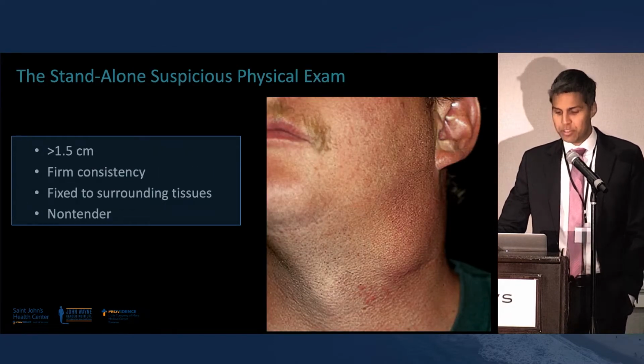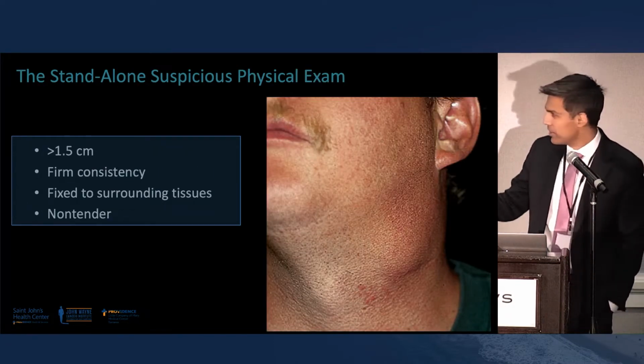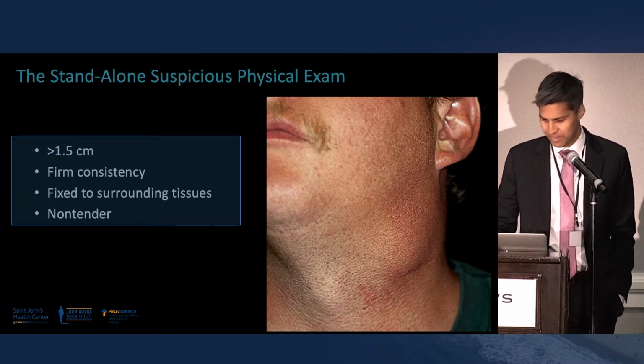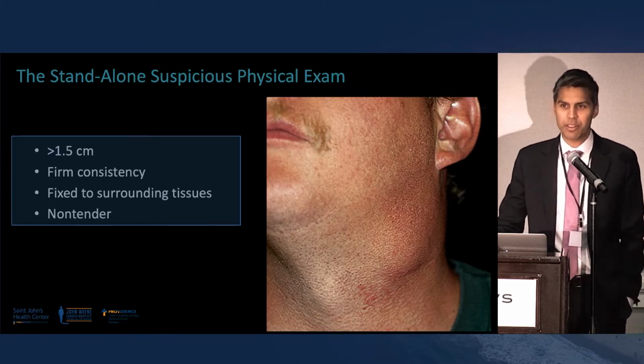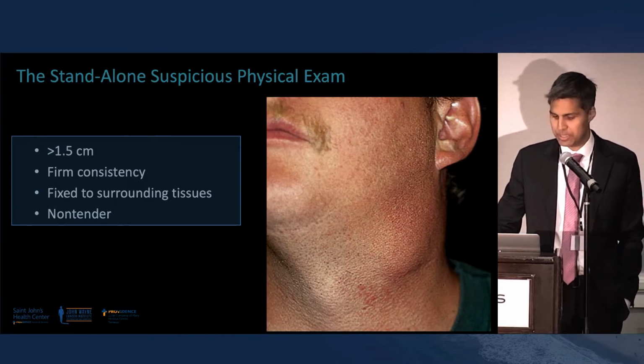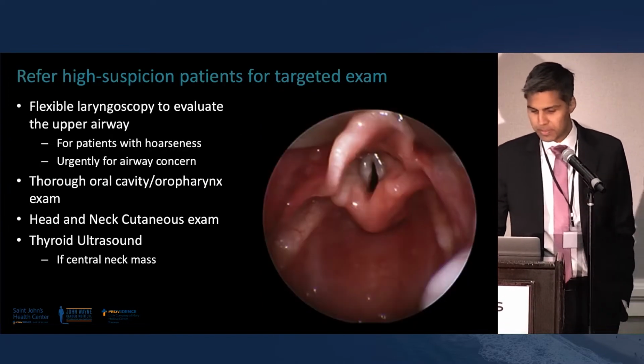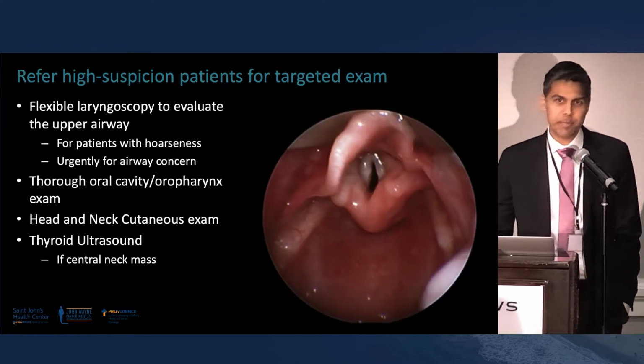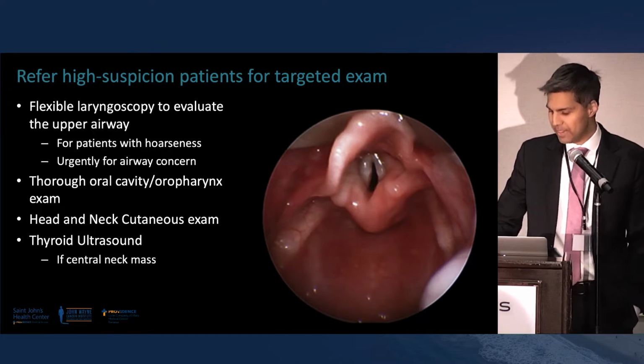This standalone suspicious physical exam is this. If your patient walks in with this, they need a CT scan. So, the mass appears to be greater than 1.5 centimeters. It's firm. It may or may not be fixed to surrounding tissues, but if it is, that's very bad news, and it's non-tender. What should you do for these patients? We're going to go through the next steps.